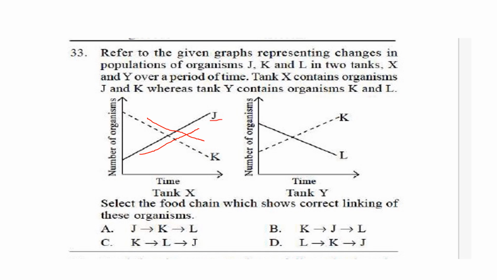And in tank Y, organism K is increasing and organism L is decreasing. That means K feeds on L. That means J feeds on K and K feeds on L. So the answer is option D.